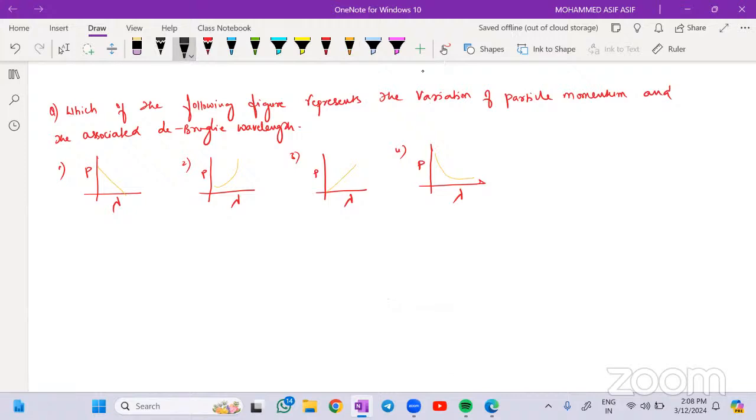Which of the following figure represents the variation of the particle's momentum? Momentum और de Broglie wavelength का ग्राफ होना है. डायरेक्ट क्वेश्चन है, सिंपल क्वेश्चन. कौन सा ऑप्शन लिखोगे? Give me the answer in the chat box.